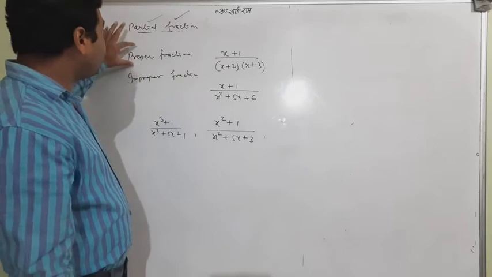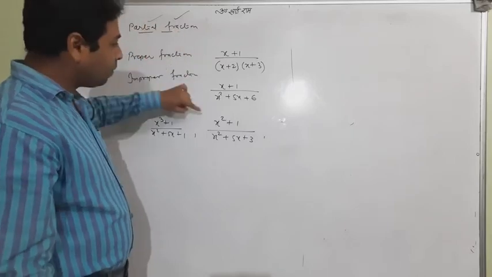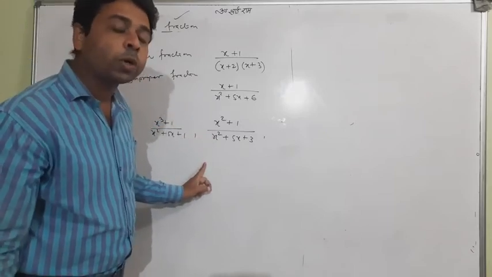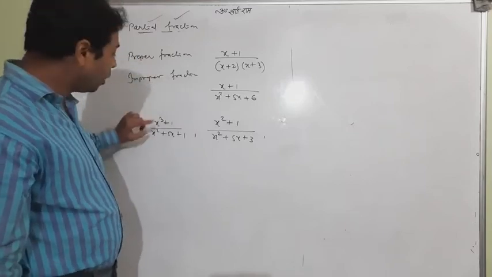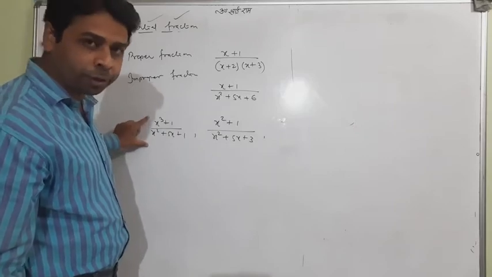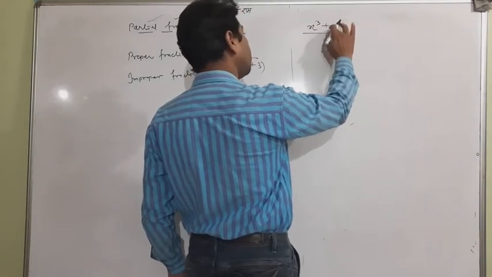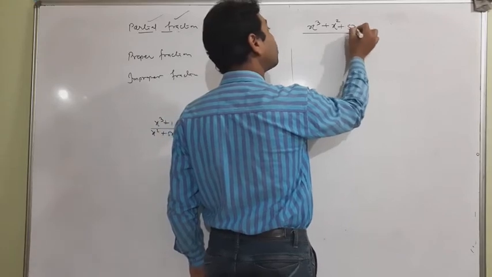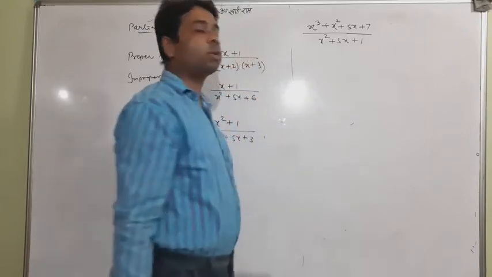Whenever a proper fraction comes, you can resolve it into partial fractions, but whenever an improper fraction comes, you cannot resolve it into partial fractions. So whenever you have this kind of question, first of all you divide this by this and turn the fraction into a proper fraction. Suppose x cube plus x square plus 5x plus 7, and x square plus 5x plus 1.